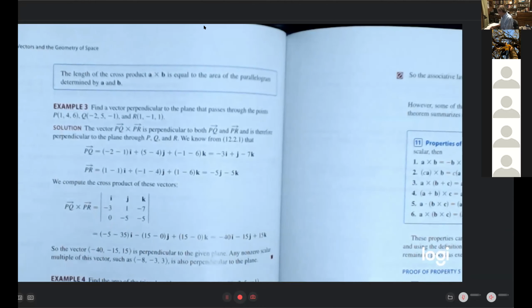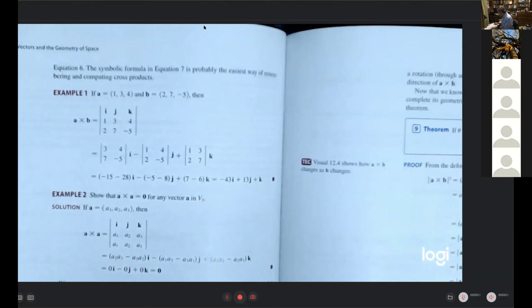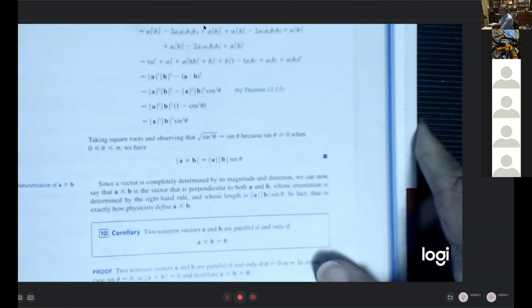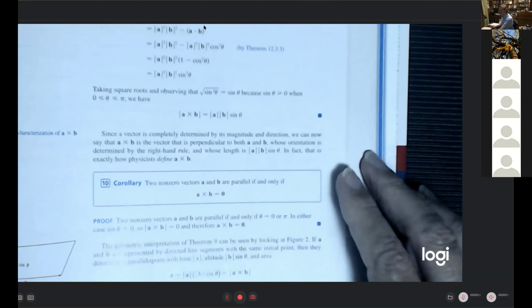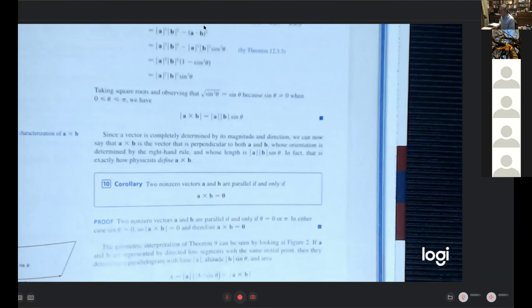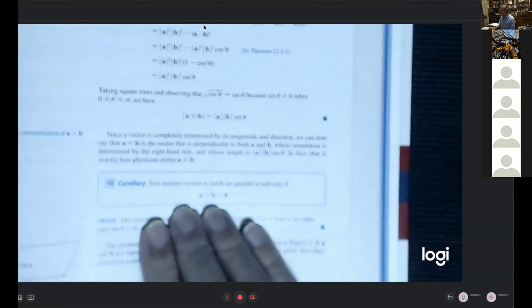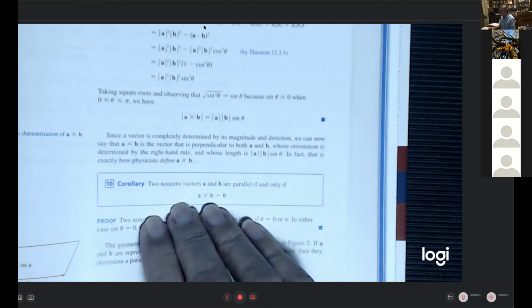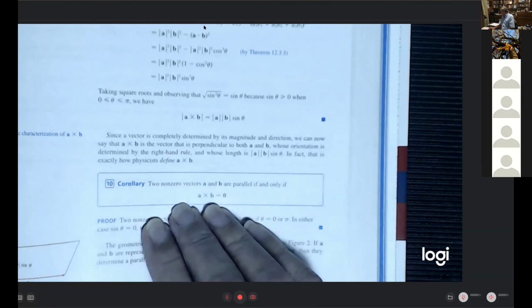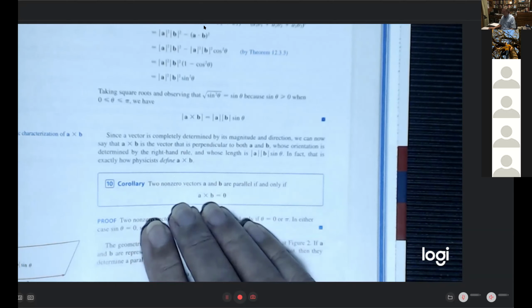Okay, now there is also, on the previous page, another important concept that I hope you've looked at because you've been doing notes. Two non-zero vectors are parallel if and only if their cross product is zero.